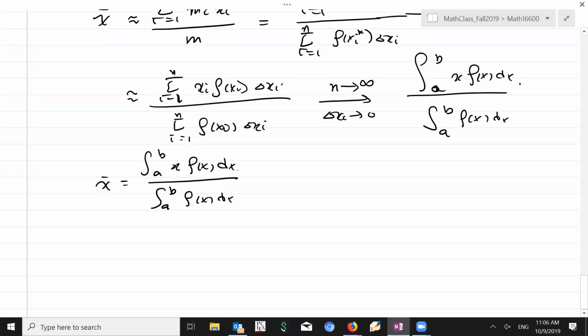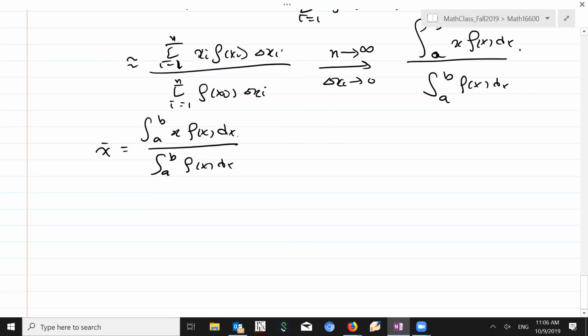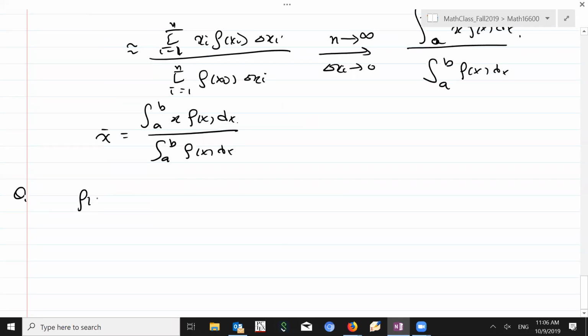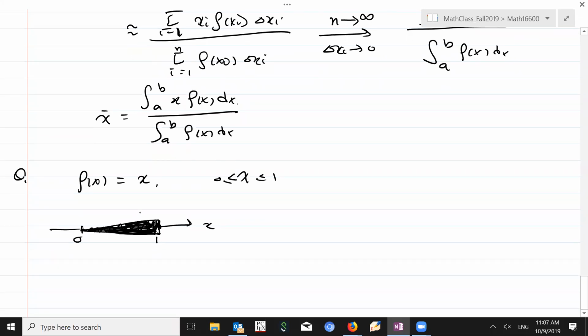So if we know the density function, we can evaluate the two integrals, and we get the center of mass of the rod. For example, if the density function is just rho of x equals x, where x is between 0 and 1. In other words, this piece is getting heavier as x increases along the x-axis. So the center of mass should be somewhere here. Let's find out the coordinate.